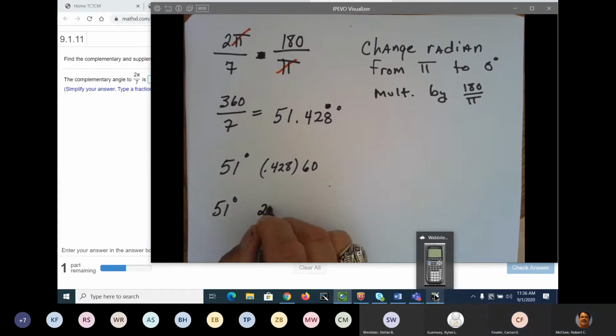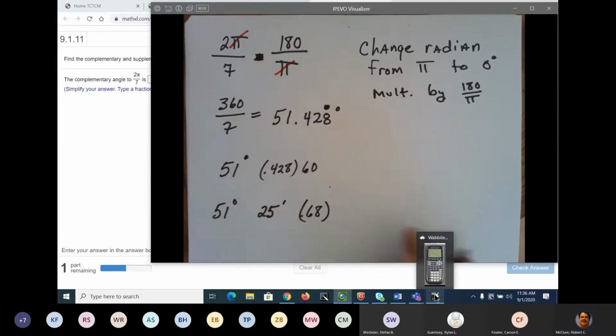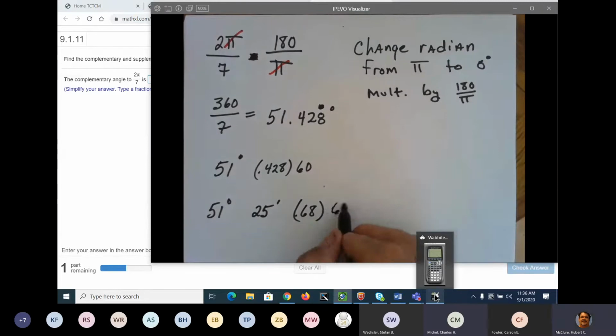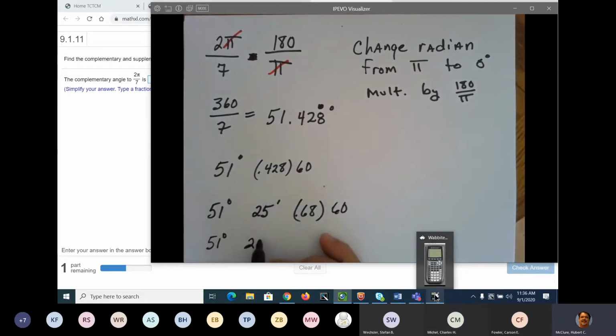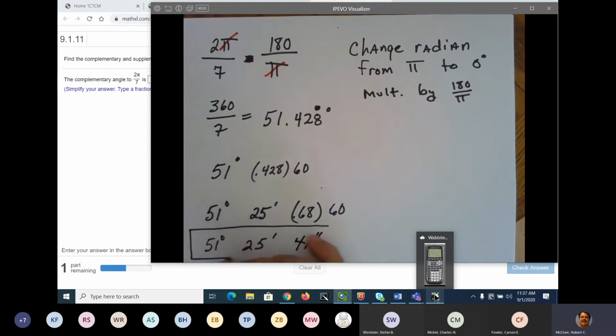25.68. 25. And then the 0.68, what do we multiply that by? 60. Multiply that, tell me what you get. 51 degrees, 25 minutes, and what? 40.8. I'm sorry, for what? 40.8. 40.8 would be 41 seconds. And that is your angle.